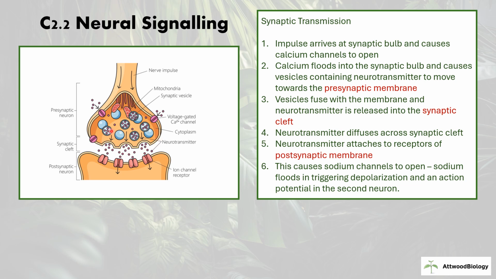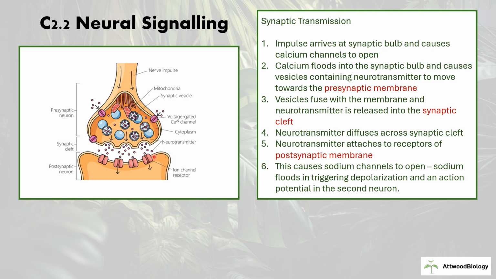Now the vesicles contain something called neurotransmitter, and this is the chemical that is going to take our signal from the presynaptic membrane to the postsynaptic membrane. So the calcium is flooded in. That triggers these vesicles to move towards the presynaptic membrane, and you can see that they're fused with the membrane, and when they fuse with the membrane, this causes them to empty their neurotransmitter into this synaptic cleft. The neurotransmitter is then going to diffuse across the synaptic cleft into this postsynaptic neuron, and it attaches to some receptors on the postsynaptic neuron.